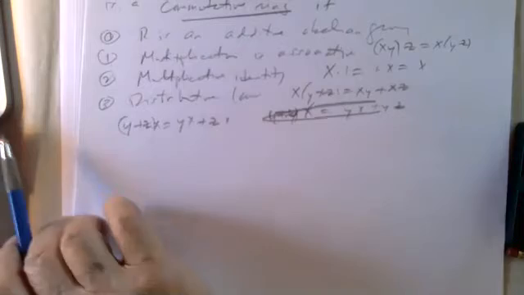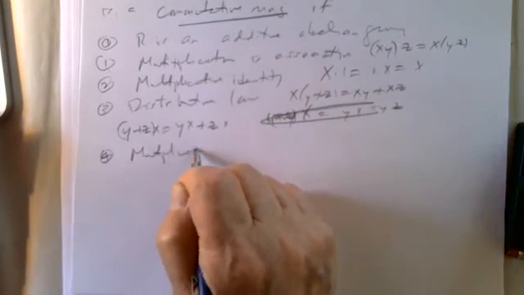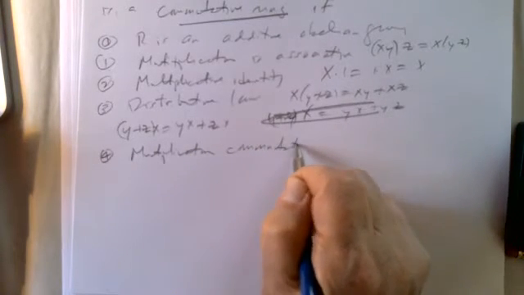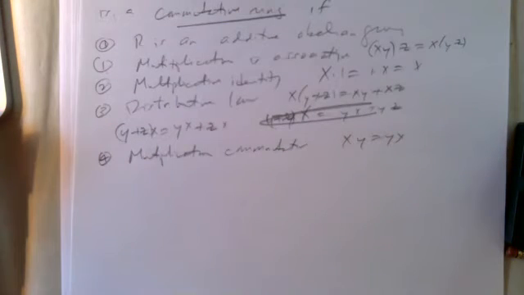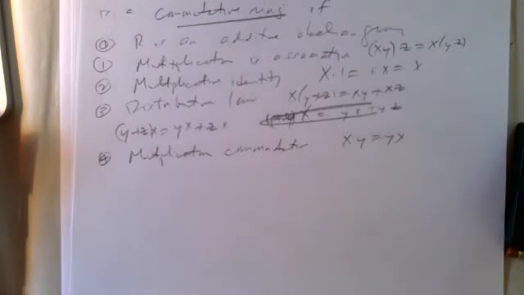So if addition and multiplication satisfy these properties, you have a ring. And if multiplication is commutative, that means xy equals yx, then you have a commutative ring. And you know that the integers satisfy these properties, so the integers form a commutative ring.